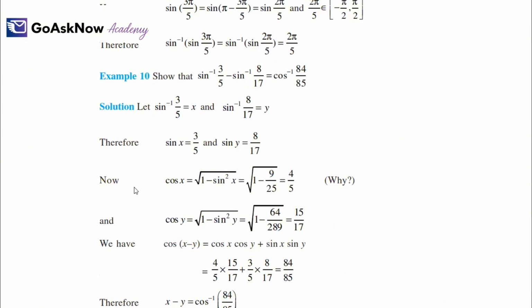So I will find here cos x that will be equal to 4 by 5, because cos x will be root 1 minus sine square x, and that will be equal to root 1 minus 9 by 25. Now we will get it equal to 4 by 5. Why have I taken the positive value 4 by 5? We haven't taken minus 4 by 5? You can think of this, why we have not taken minus 4 by 5 here.